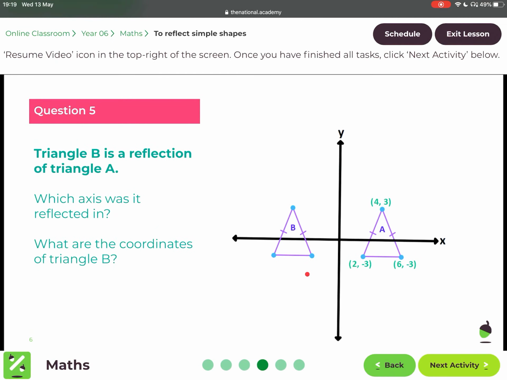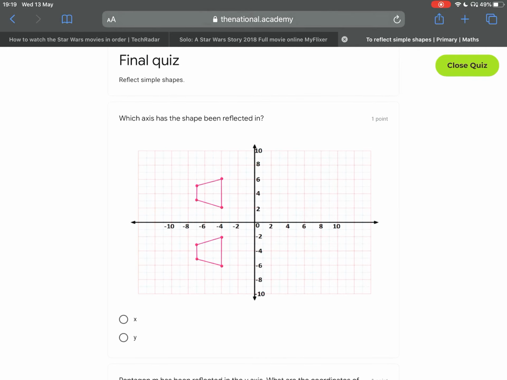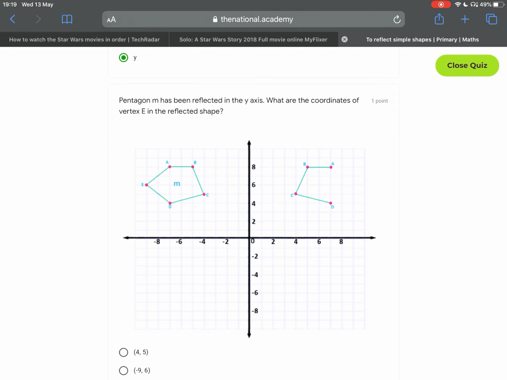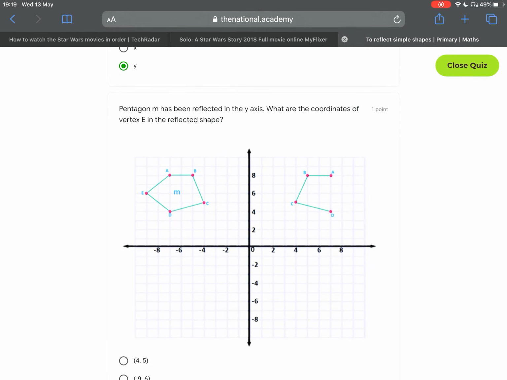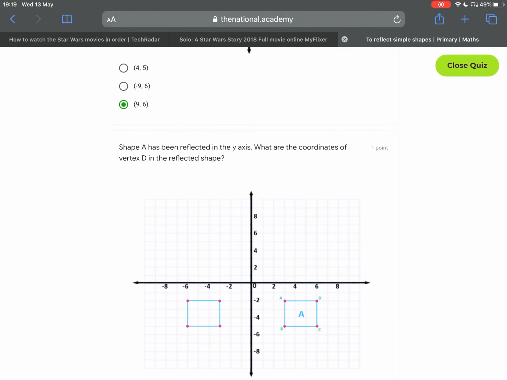After you would have marked it, you would have your exit quiz here. Which axis has the shape been reflected in? That would be the y-axis. Pentagon M has been reflected in the y-axis. What are the coordinates of vertex E in the reflected shape? The answer would be 9, 6.